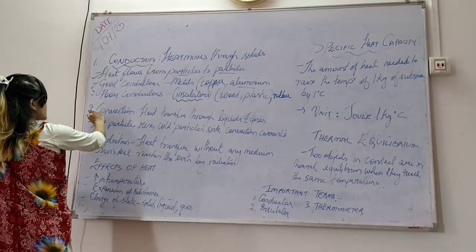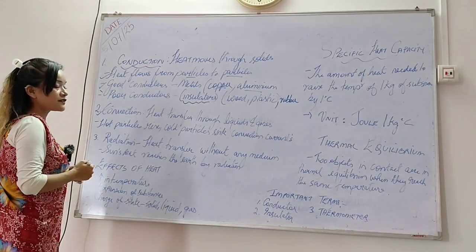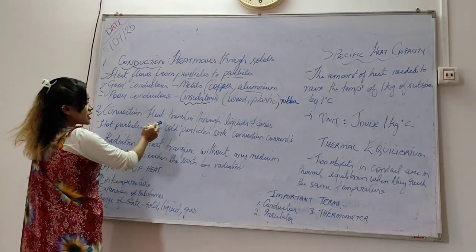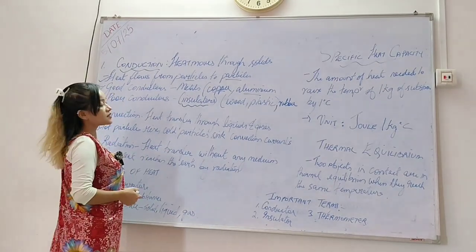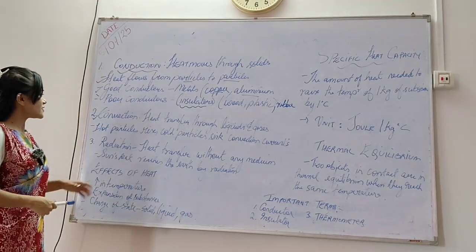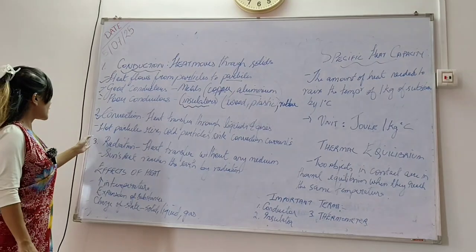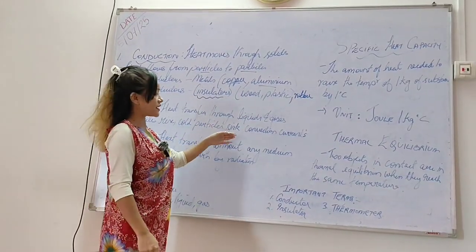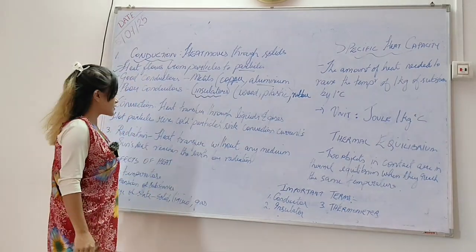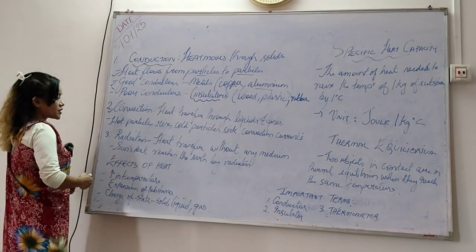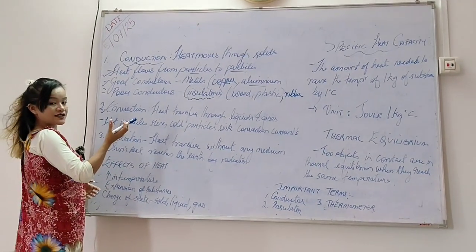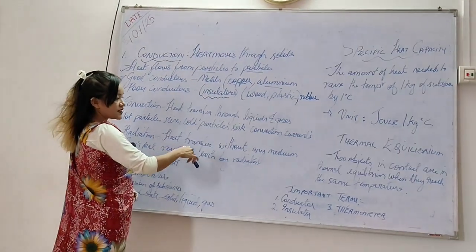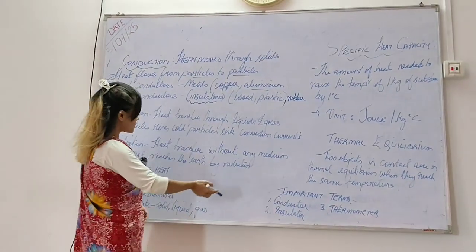Next, we have convection. What is convection? When heat transfers through liquids and gases. That is known as convection. Hot particles rise while cold particles sink. These are the convection currents. When you boil water, what happens? The hot particles will rise up and the cold particles will sink, forming convection currents.